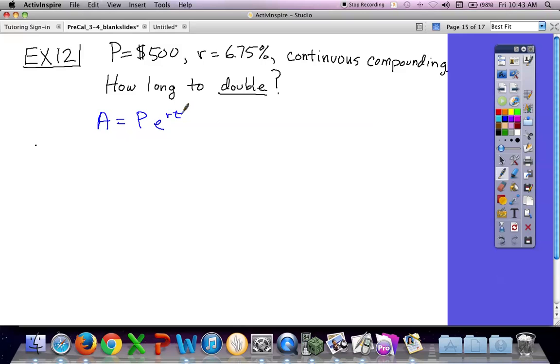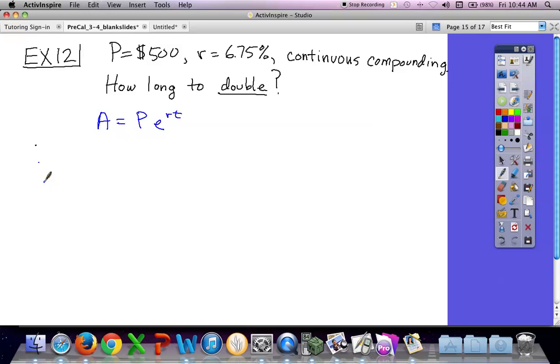And we know that, which one of those are we going to be solving for when it says, how long will it take to double? John? It's going to be, we're solving for T, which means we need to be able to fill in values for A and P and R. Okay, I can see that the P is 500 and the R is 6.75, which we'll put in as 0.0675. But what's the A?